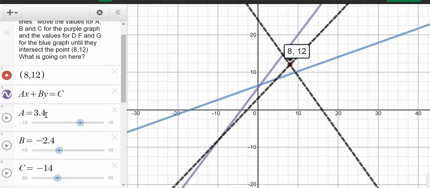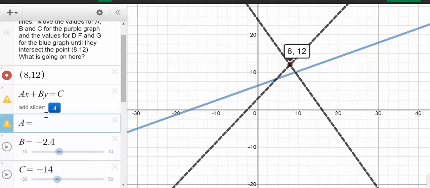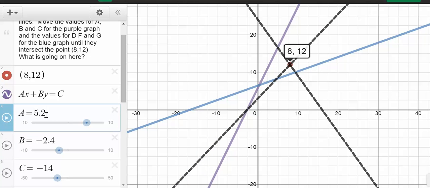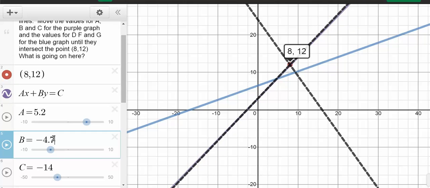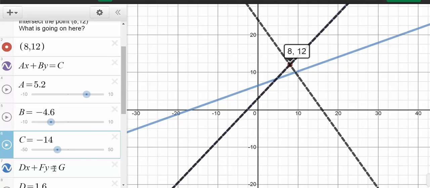5.2. Okay, little trick here. Did you know you can actually type this in if you want? Yeah, 5.2. Okay, good. What's your value of B? Negative 4.6. So negative 4.6. I'll type it in there. And then what's your value for C? Negative 13.6. And that's the purple one.